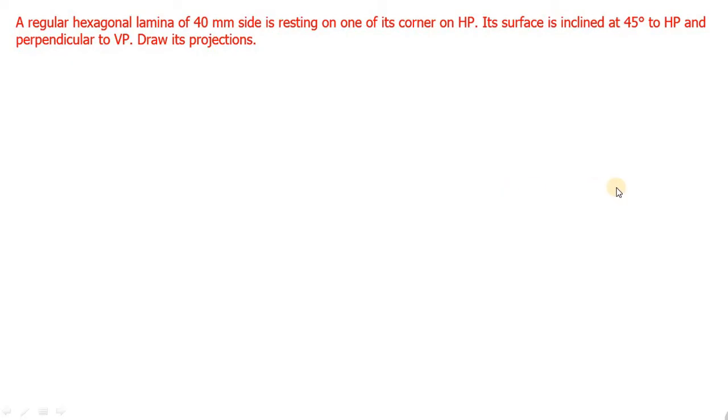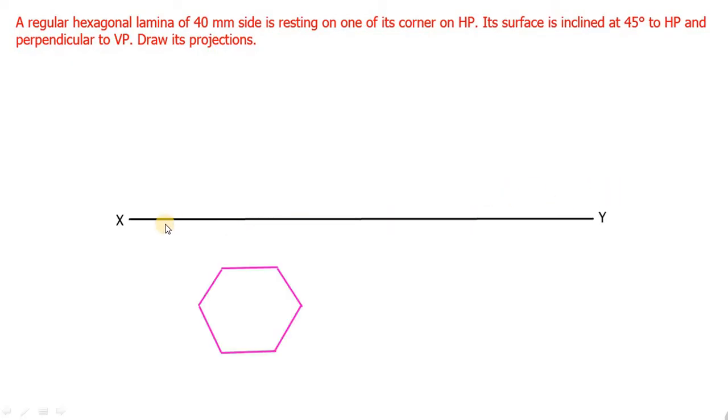So listen carefully. First step, draw XY reference line. So as usual, we have to draw XY reference line. Then it is given that it is resting on HP, which means the true shape of the plane should come on top view. So that's why I have drawn on top view. Okay. So it is resting on one of its corner. So totally hexagon will have 6 corners. So we are going to rest this hexagon on one of its corner. So totally 6 corners. In any one of its corner, we are going to rest this particular hexagon.